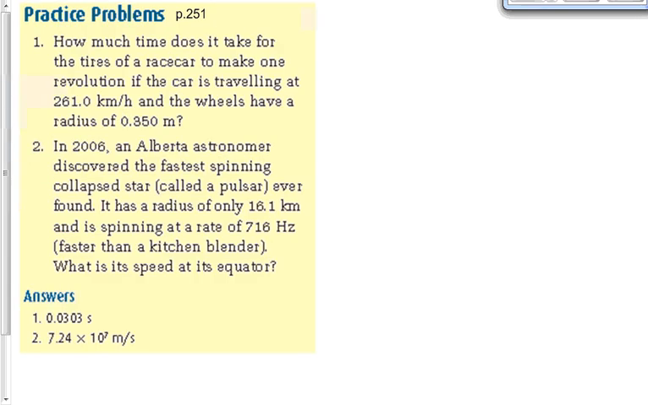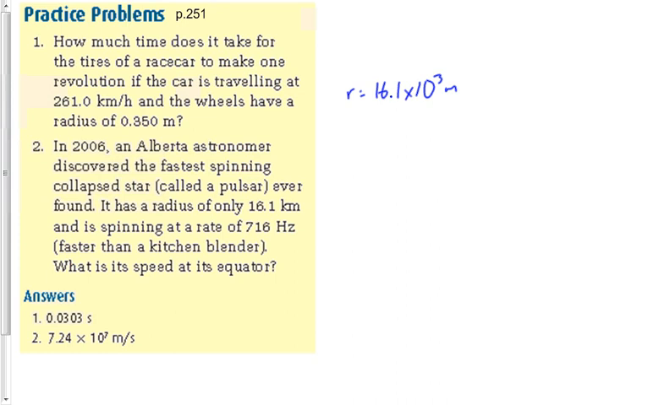Let's have a look at question number 2 here, everyone. Number 2 says, in 2006, an Alberta astronomer discovered the fastest spinning collapsed star, which is called a pulsar, spinning really, really fast, ever found. It has a radius of only 16.1 kilometers. So we're going to say R is 16.1. We could say 16.1 times 10 to the 3 meters, or we could say 1.61 times 10 to the 4 meters. Doesn't really matter. For me, a little bit easier just to say, look, I'll tack on a 10 to the 3 on the end of it, because that's what a kilo is, 10 to the 3.